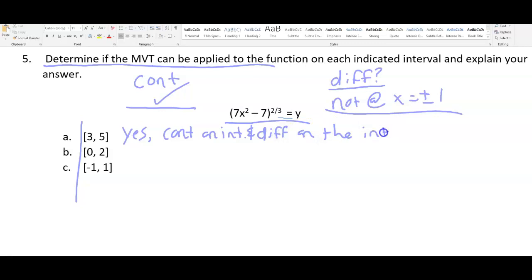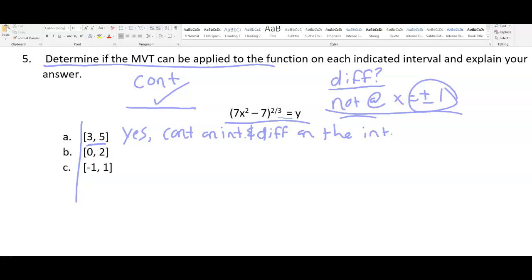Why is it differentiable on the interval? Because these numbers, positive and negative 1, are not on that interval. So the discontinuities don't exist on this interval. Therefore, the mean value theorem can be applied because the function is continuous and differentiable for every point on that curve. Now let's take a look at number 2.